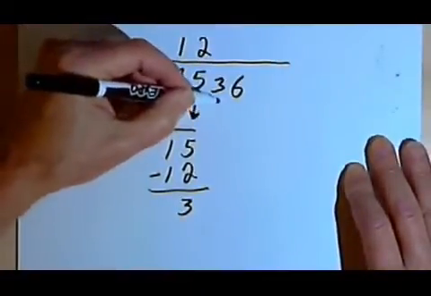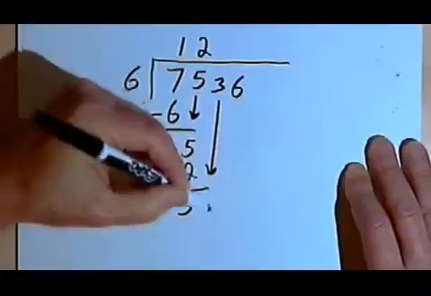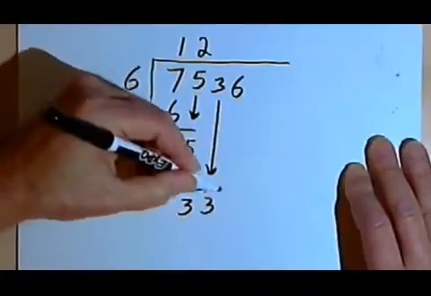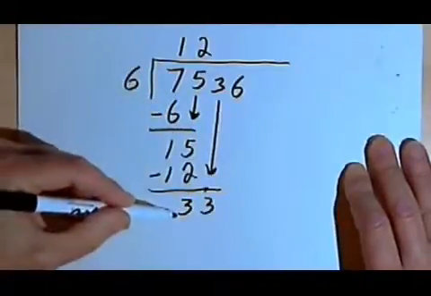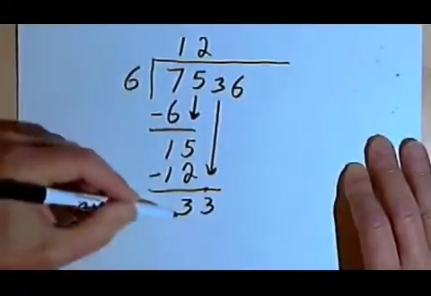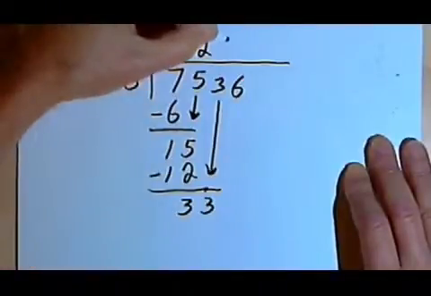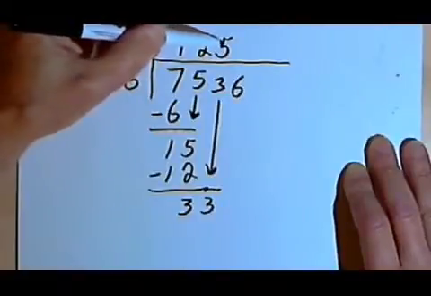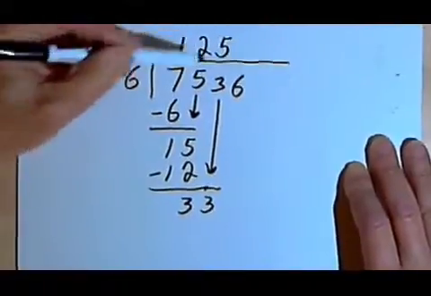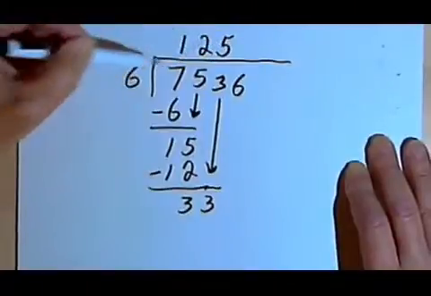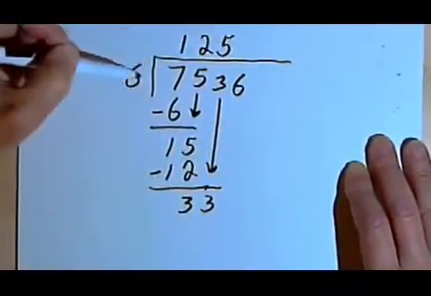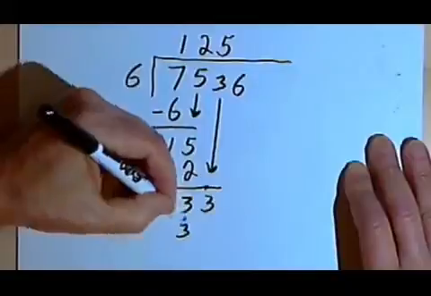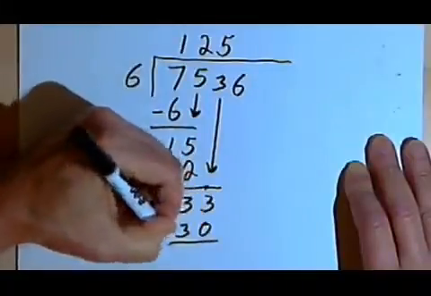I'm going to bring down the next digit, which is also a 3. So I've got 33. I want to divide 6 into 33. 6 goes into 33 5 times. Notice that to do this, you do have to know your basic division facts. Okay? So 5, then I'll take that 5, multiply 5 times 6, and that's 30. I guess you also have to know your multiplication facts too.